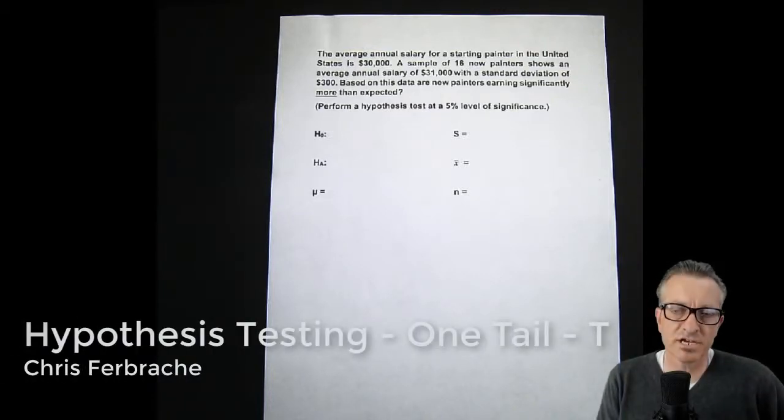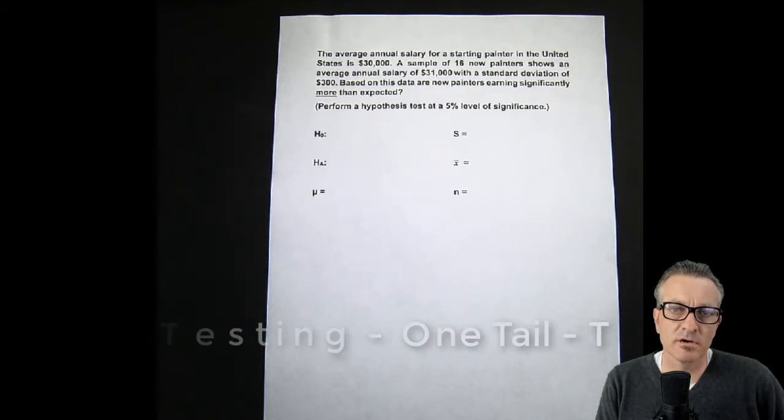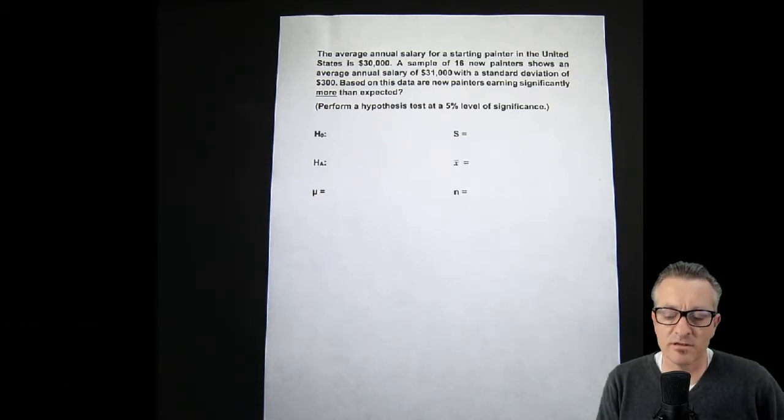Hi, this is Christopher Boucher, and I'm going to review how to do a hypothesis test with a t-distribution, and we're going to use the rejection zone method.